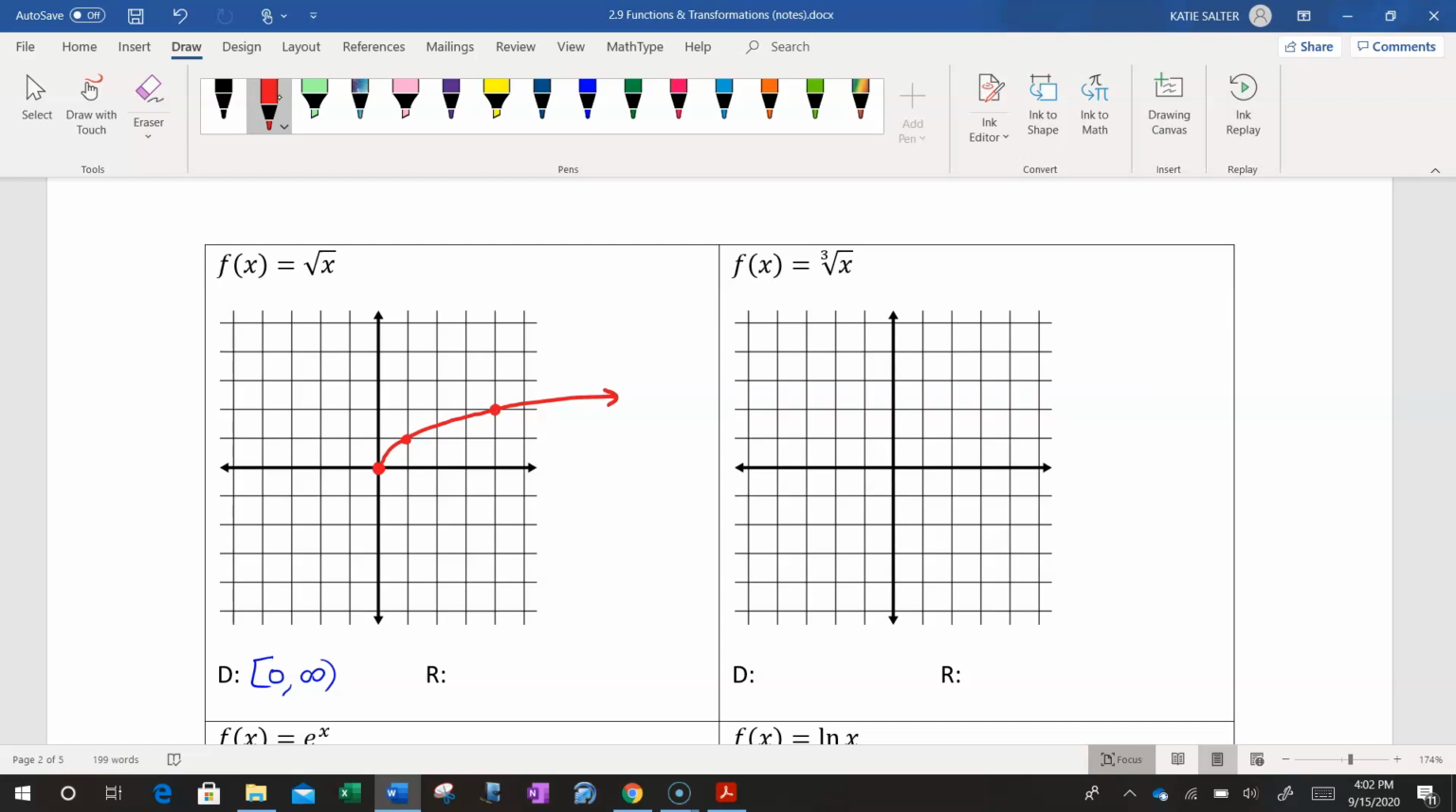If we drew the whole parabola, it wouldn't be a function. And this is what our square root function looks like. The domain is from 0 to infinity, and the range is also 0 to infinity.